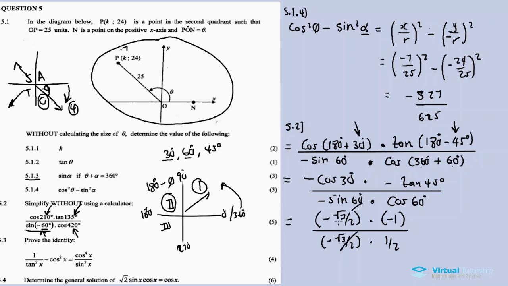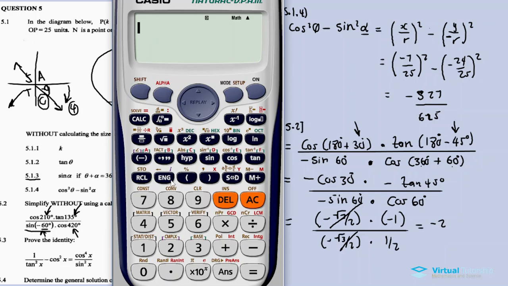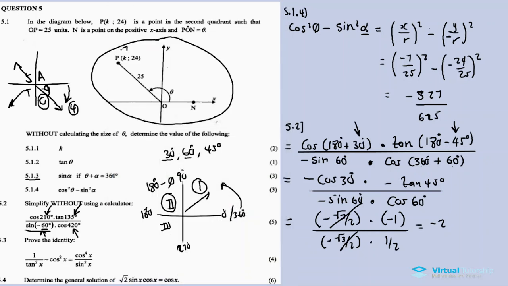This one cancels with this one. This one divided by another of this one is a total of 1. Negative 1 divided by 1 over 2 we get negative 2. Negative 1 divided by 1 over 2 is equal to negative 2. So this is our answer for 5.2, simplifying without using a calculator.